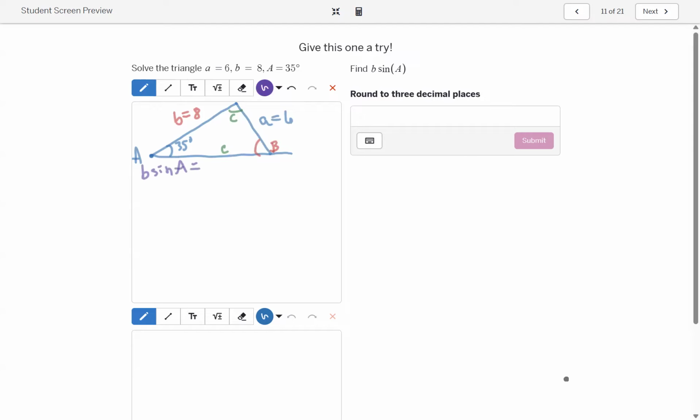B sine A is 8 times the sine of 35. 8 sine 35 degrees. I'm still in degrees. 4.5886. So to 3 decimal places it will be 4.589.